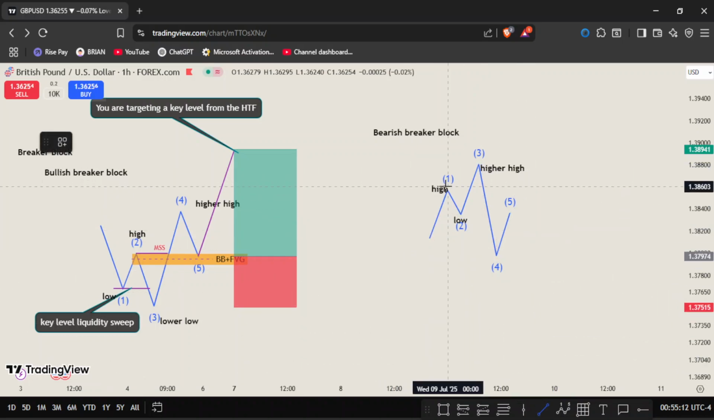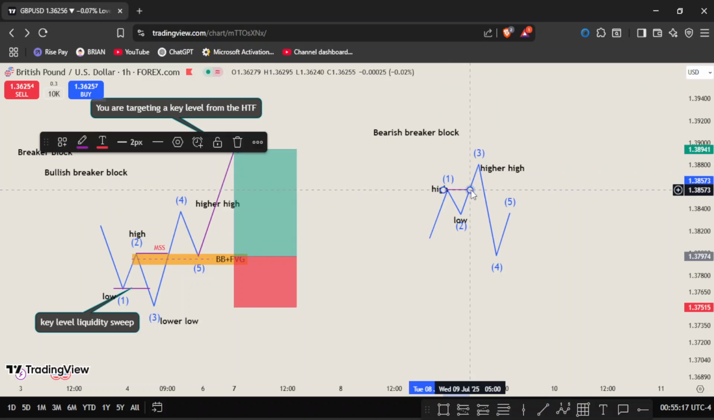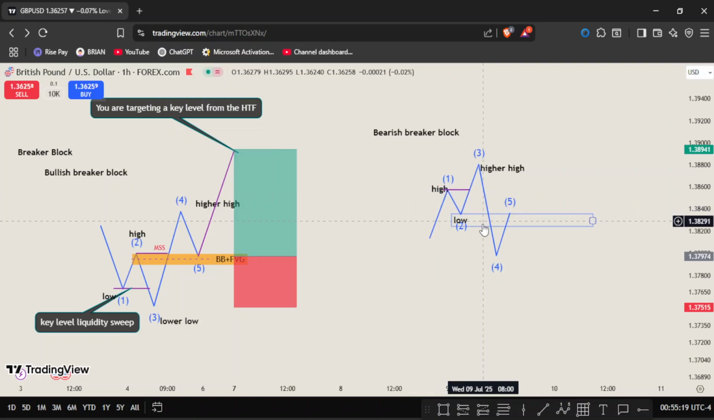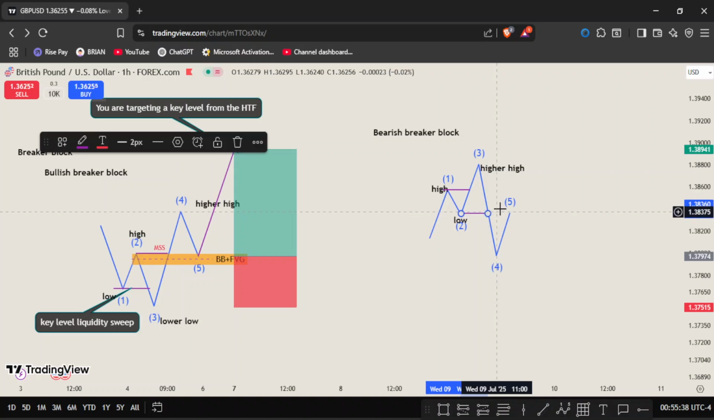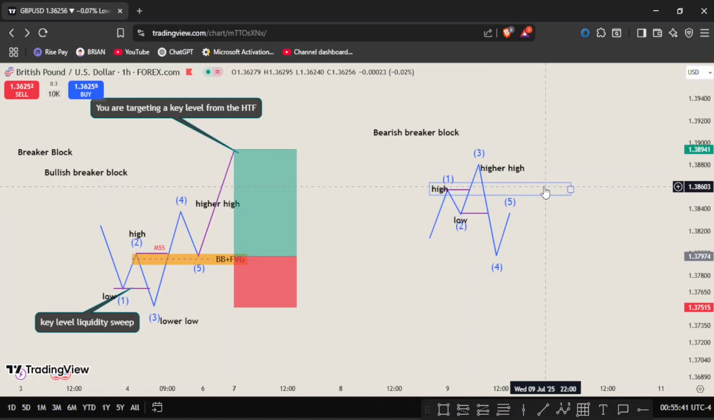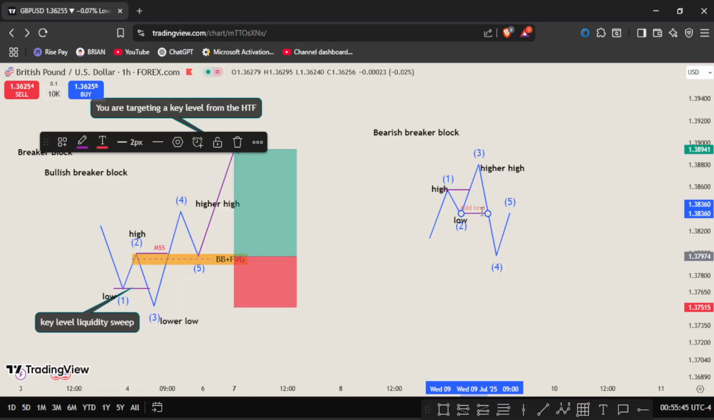On this one, you create a high, then you sweep this high. After sweeping that high, we form a new low. We form a new higher high. After sweeping that higher high, this low becomes a point of interest if you are on a bearish bias. What is a bias? Bias is what tells you that the market will change the momentum to something else.